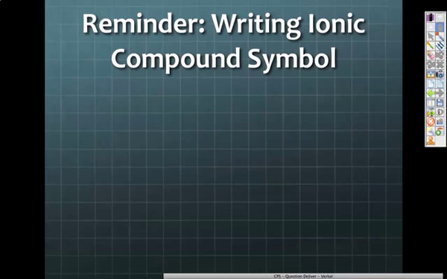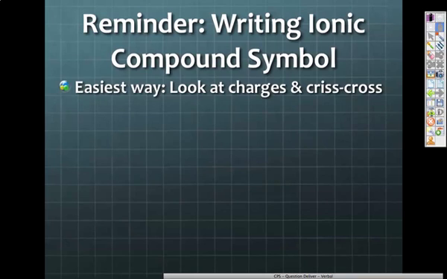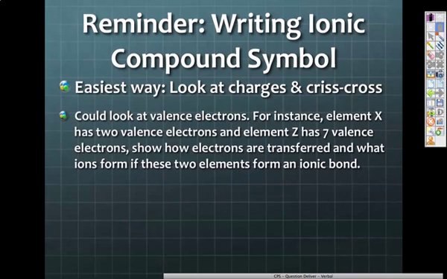So, some reminders about writing the ionic compound symbol. The easiest way for us to do it is to look at the charges and crisscross. We could also look at the valence electrons. For example, if we have element X with 2 valence electrons and element Z with 7 valence electrons, that would show what the transfer would be.